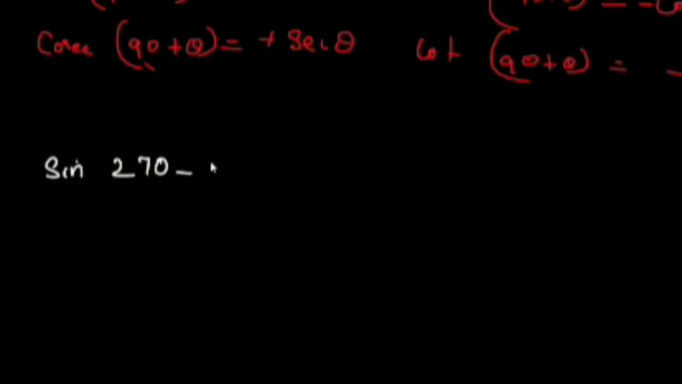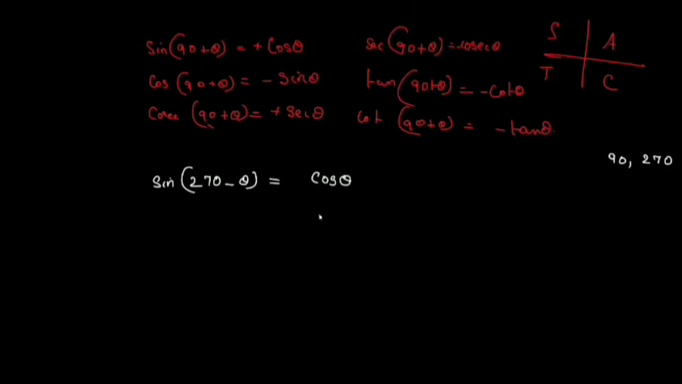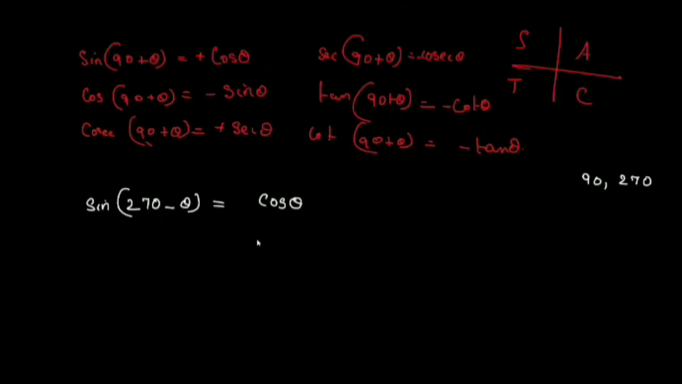Sine 270 minus theta. What you should do in 270 minus theta? First write the complementary ratio. What is the complementary ratio of sine? Sine's complementary ratio is cos. Write cos theta for 90 and 270. First write the complementary ratio. Where is 270 minus theta? Which quadrant? Third quadrant. Which ratio is positive there? Tan. So sine should be negative.